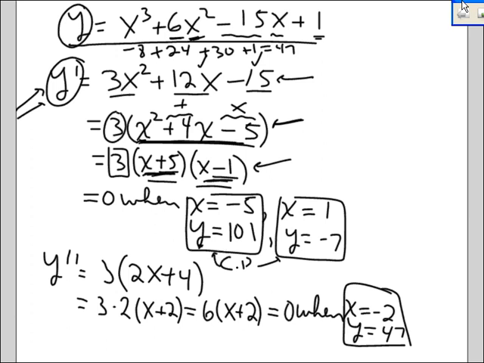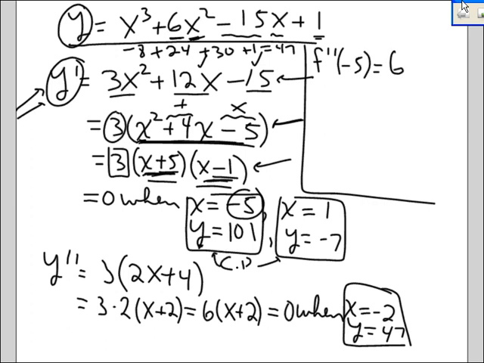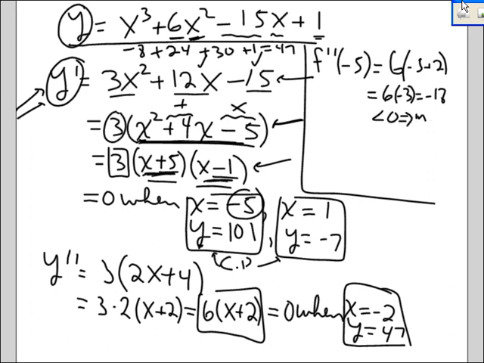But I want to know, are they more than critical points? Are they actually max or mins? So what you do is you evaluate the second derivative, say at negative 5. The second derivative is right here. It's 6 times whatever x is plus 2, which is 6 times negative 3, which is negative 18, which is less than 0. That implies we have a max at negative 5, 101.